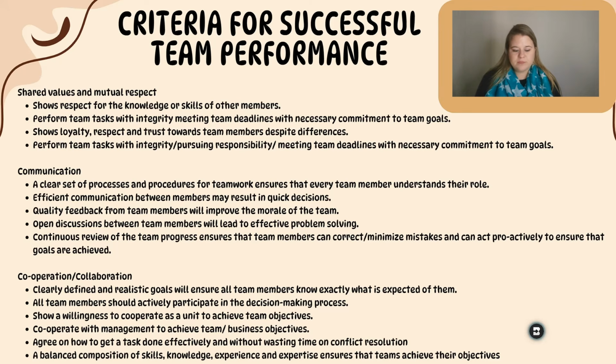Cooperation and collaboration. Clearly defined and realistic goals will ensure all team members know exactly what is expected of them. All team members should actively participate in the decision-making process. Show a willingness to cooperate as a unit to achieve team objectives. Cooperate with management to achieve team and business objectives. Agree on how to get a task done effectively and without wasting time on conflict resolution. A balanced composition of skills, knowledge, experience, and expertise ensures that teams achieve their goals.